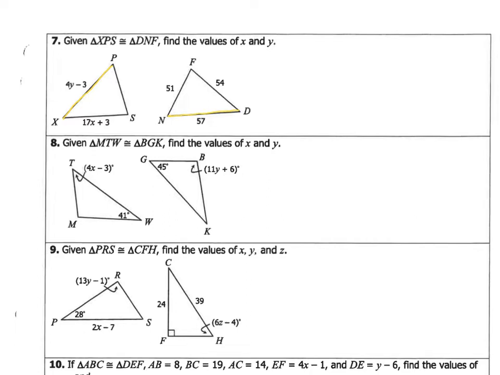For this one, what we're going to do is just solve an equation. So I'll write it in yellow so you know that's the one. So you have 4y minus 3 equals 57. Now we just do basic algebra. So you'll add 3, divide by 4.